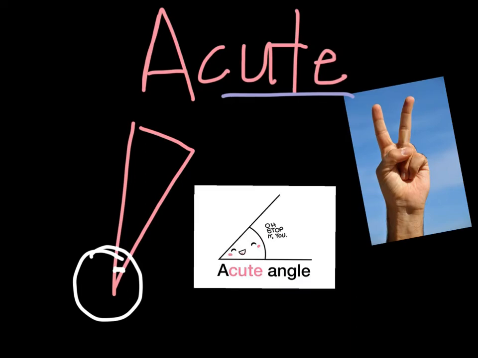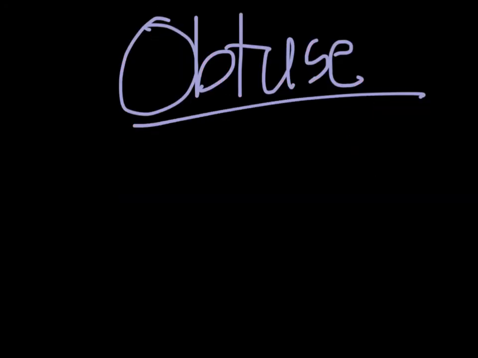Okay, so just remember, peace out or acute angle is going to be super small. It's going to be less than 90 degrees.